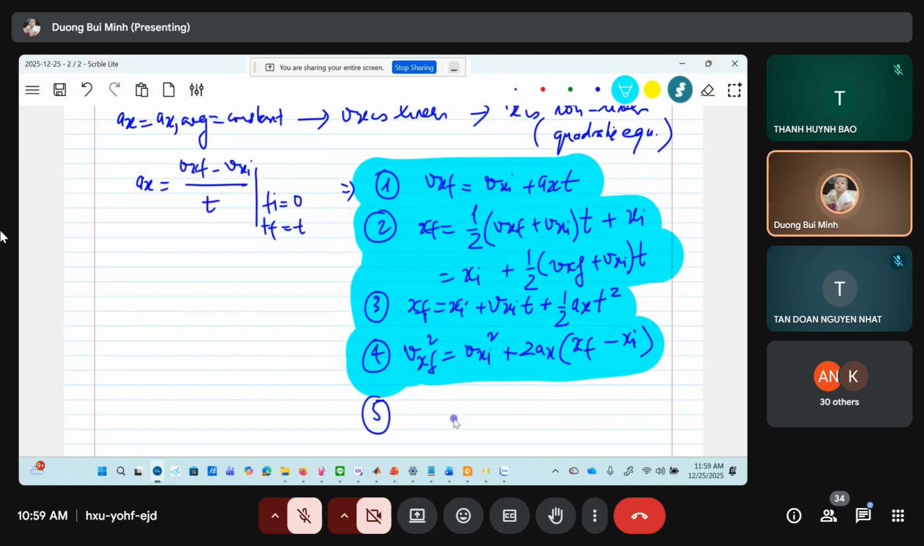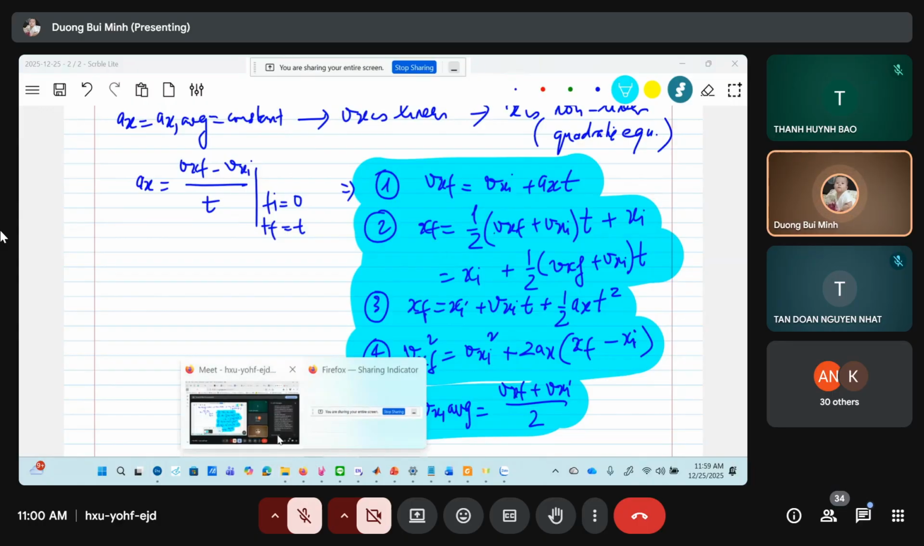Someone remind me, I forgot which one. Maybe it's Vx average is Vxf plus Vxi over 2. Someone remind me.